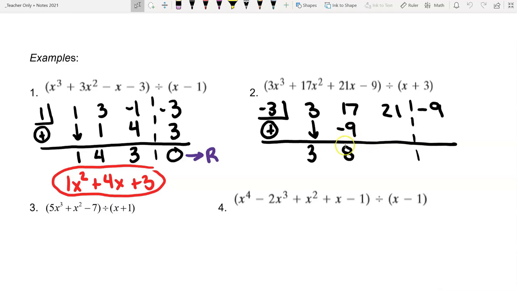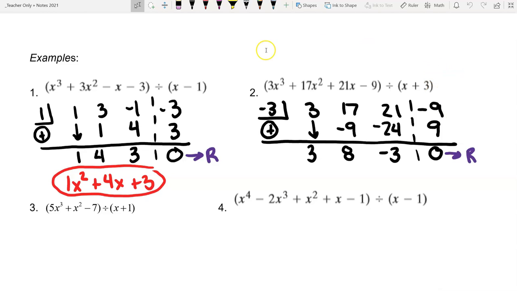And then we're going to multiply. -3 times 8 is -24. Add 21 plus -24 is a -3. And multiply. -3 times -3 is a +9. Okay, this is where, again, we're going to find a remainder, but -9 plus 9 is a remainder of 0. So once again, we have an R of 0. So you can do that on your Go Formative, or you can circle it, whatever you wish, okay?